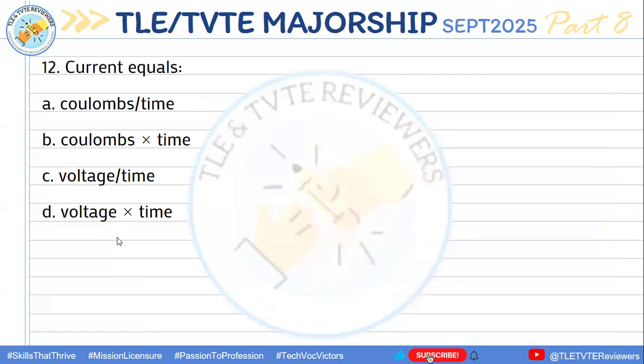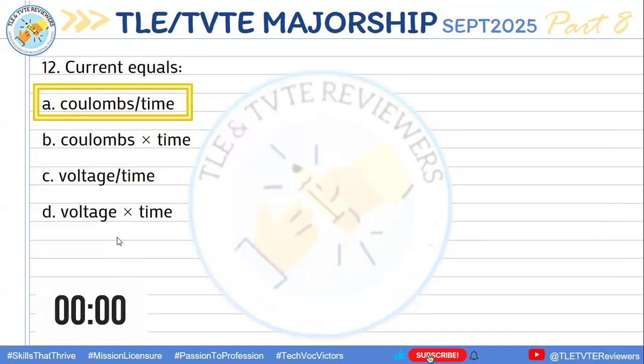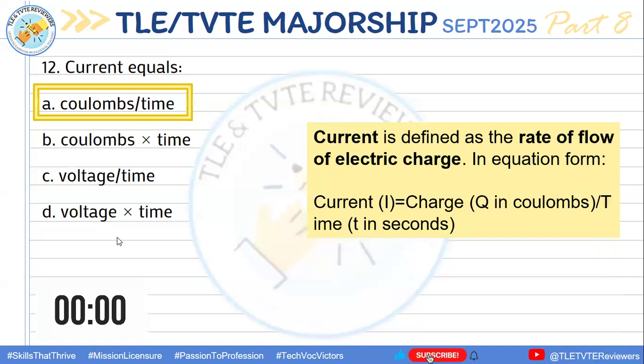Number 12, current equals A, coulombs over time, B, coulombs times time, C, voltage over time, or letter D, voltage times time. Answer letter A, coulombs over time. Current is defined as the rate of flow of electric charge. In equation form, that's current equals charge, or Q, in coulombs, divided by time, in seconds.